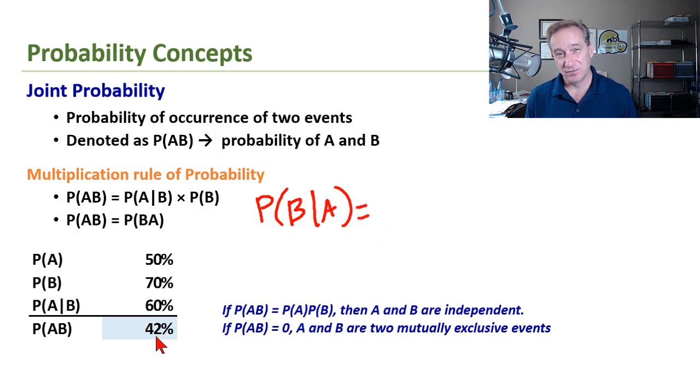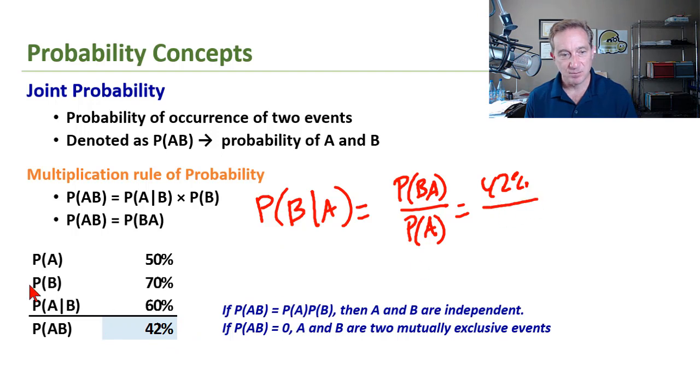I would ask you, is it 42%? No, not necessarily, right? Because this symmetry doesn't apply to the conditional probability. What we know about the probability of B conditional on A is that it's the joint probability of BA divided by the unconditional probability of A. And we've got 42% divided by the unconditional probability of 50%. I don't even need my calculator, fortunately. Dividing by 50% is multiplying by 2. And so that should be 84%.